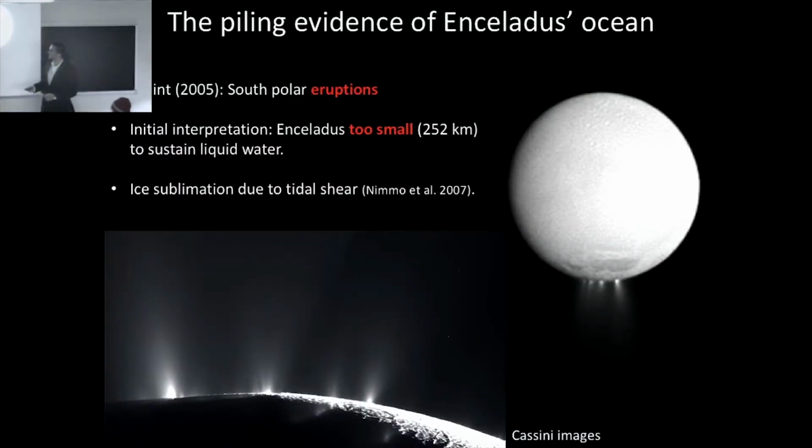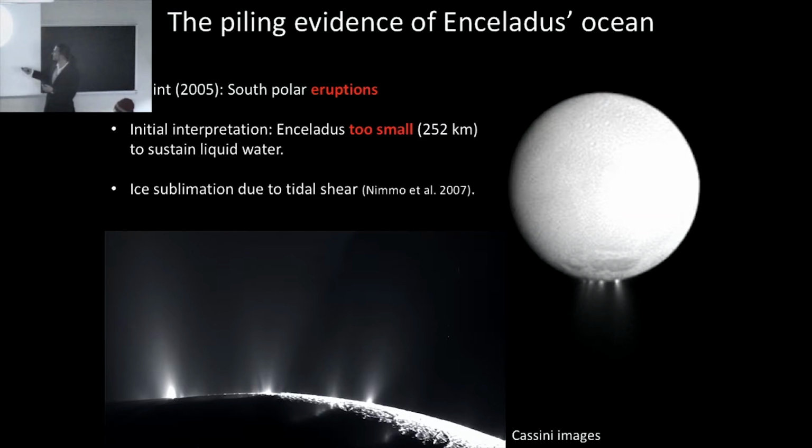So, okay. The first suggestion for these plumes on Enceladus was that the shear in the ice is sublimating the ice, and it's only ice that is being produced.